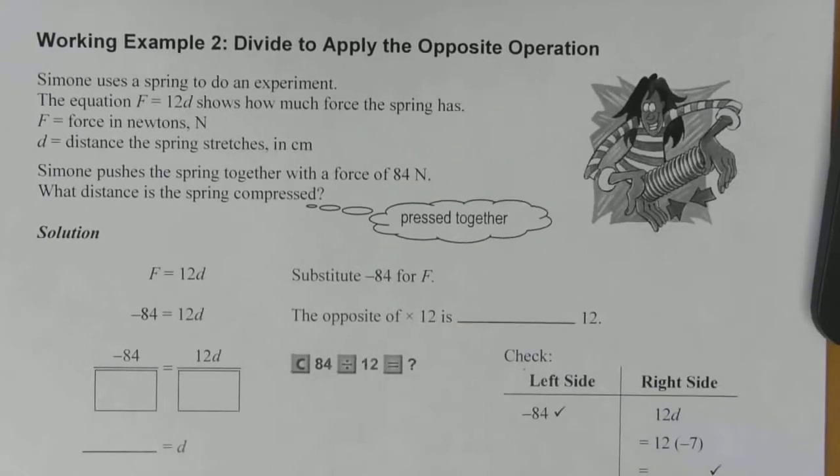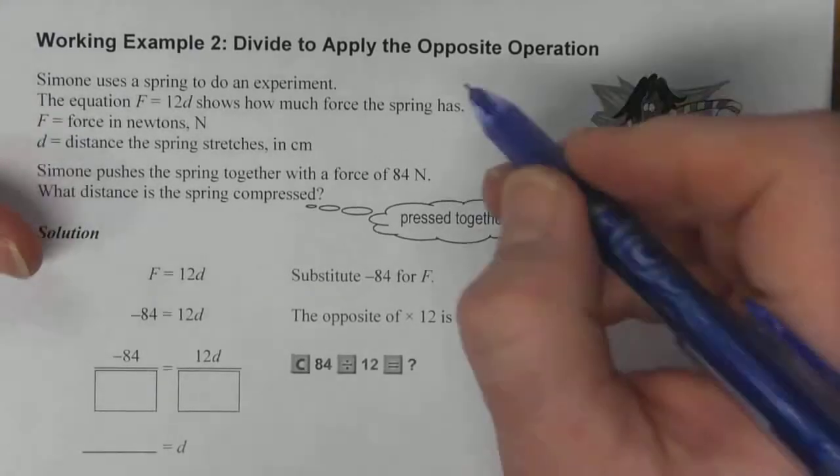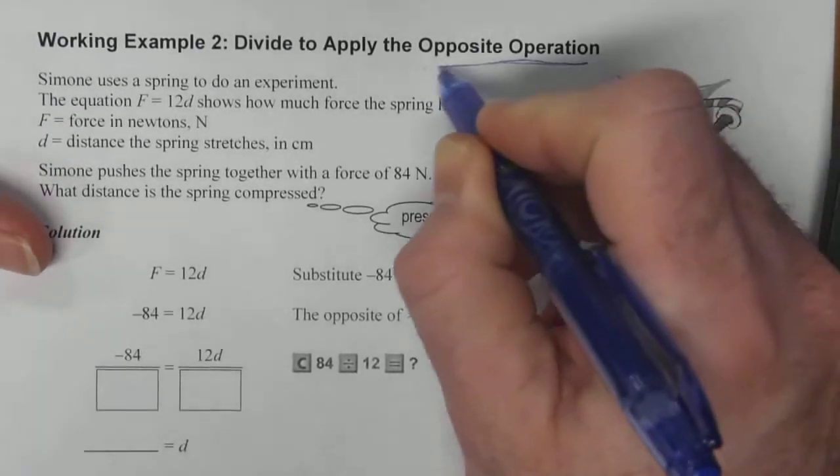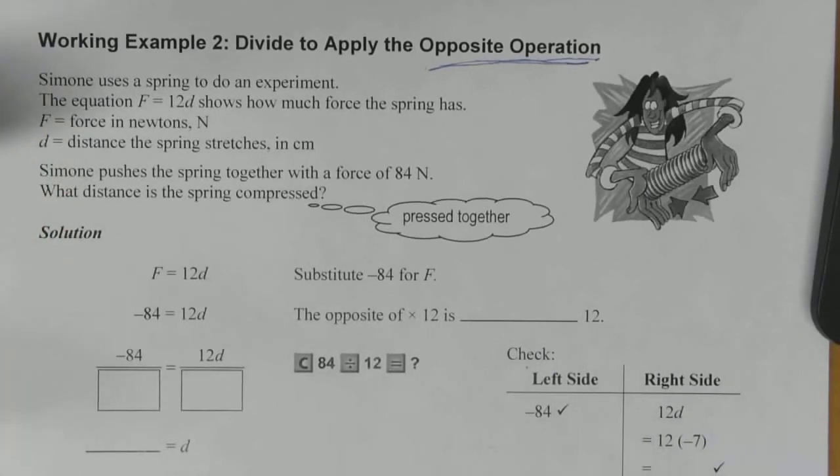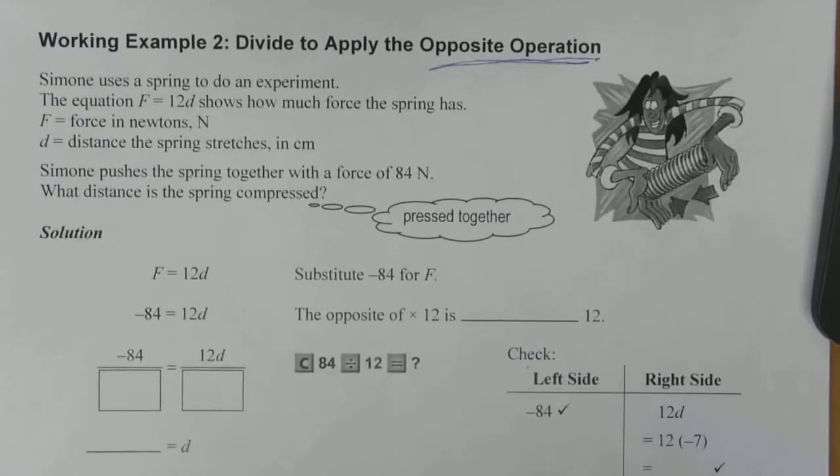Let's take a look at working example number 2, dividing to apply the opposite operation. And I'd like to point out this terminology, opposite operation. It's very important. We're going to use it a lot moving forward. And what that means is if you look at multiplying and dividing, those are opposite operations. Adding and subtracting are also opposite operations. So let's see how this actually plays out.